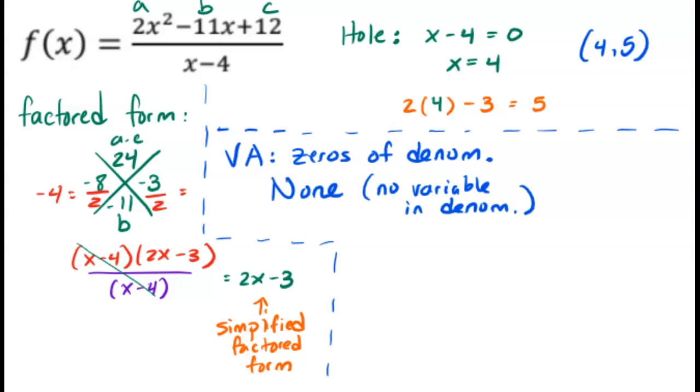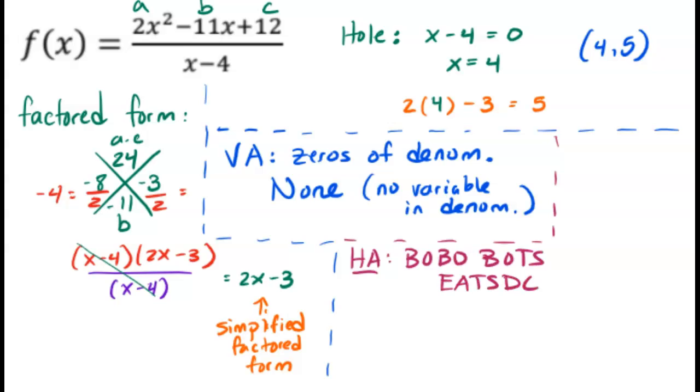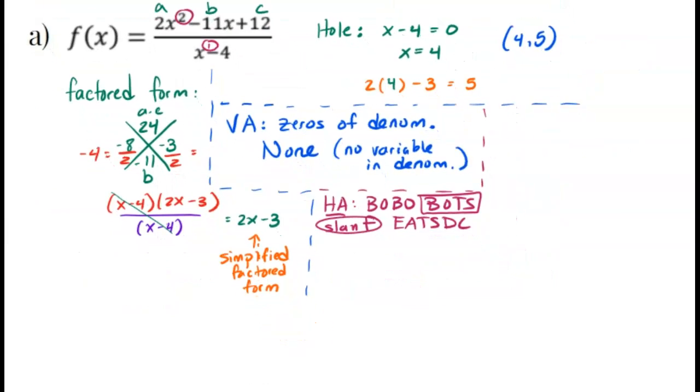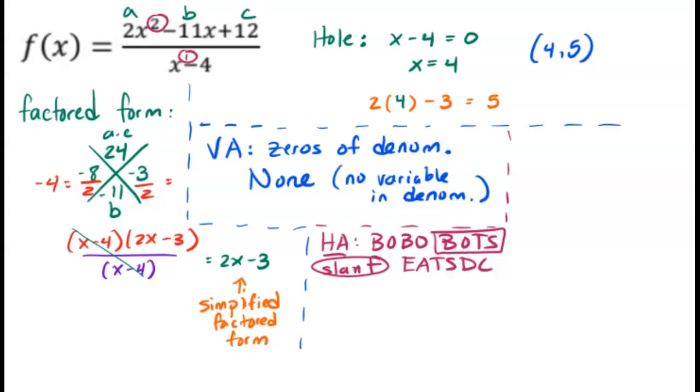Horizontal asymptote now. How do we find the horizontal asymptote? We need to use BOBO BOTS EATS DC. Which one do we have in this problem? Bigger on top, bigger on bottom, or are they the same? BOTS, bigger on top. What does that S stand for? Slant. How do you find a slant asymptote? You divide the numerator by the denominator. What can we use in this problem to divide these? Do we have to use long division?